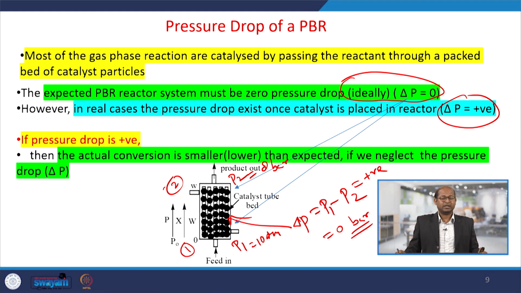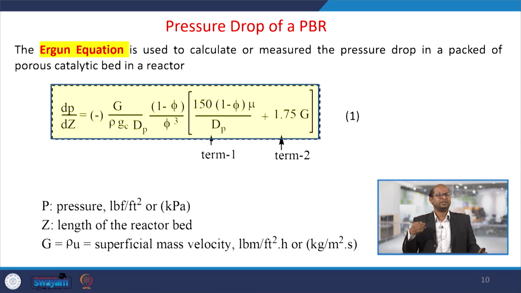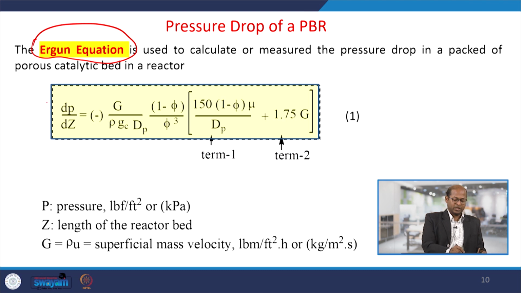That may be a positive or negative pressure drop. In a real industrial reactor, that pressure drop is there. To calculate the pressure drop inside the reactor, the Ergun equation is used. You can see this is the Ergun equation. We have to use the Ergun equation to study the pressure drop inside a packed bed reactor.